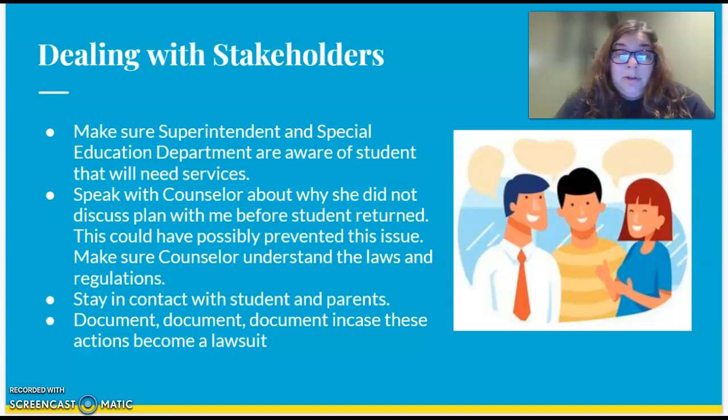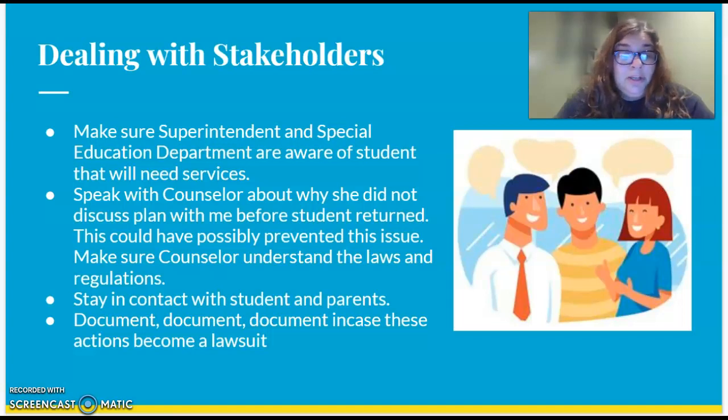I need to speak with the counselor. Why did she do what she did? Why didn't she discuss this plan with me? Why didn't we prevent these issues before it came to this? And does she really understand the regulations and the laws that she needs to be following too?